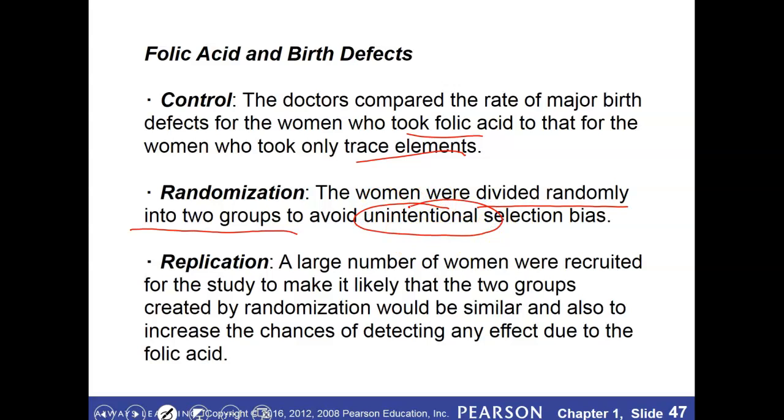And then replication: there was a large number, I think it was 4,753 women, recruited for this study. And you want to have a large number of people in the study because that helps detect any effect due to the folic acid that you're controlling.